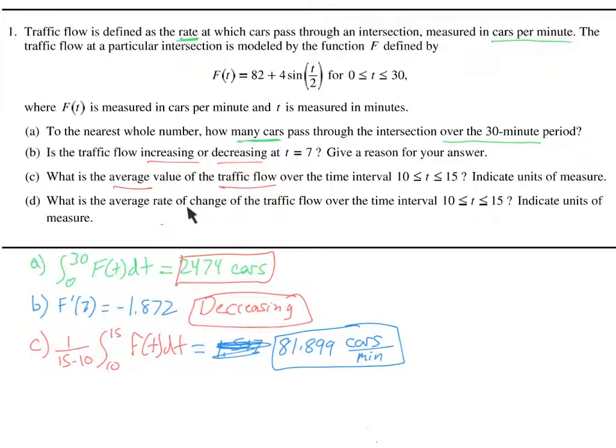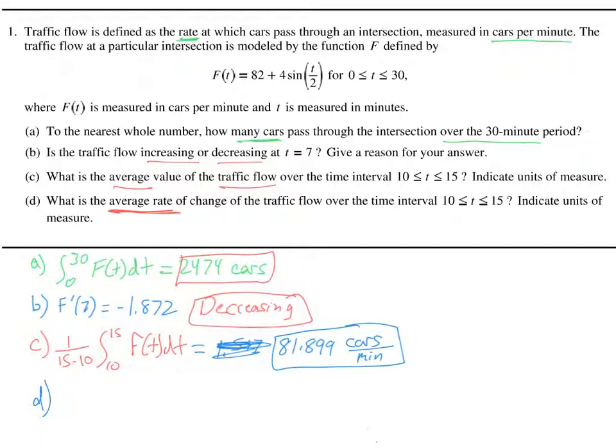What is the average rate of change of traffic flow over that same interval? Indicate units of measure. So they look like the same question to the person who's not looking for the minute details. The big difference between these questions is average value and average rate. So does that mean I'm going to rate something? But I still use my average.